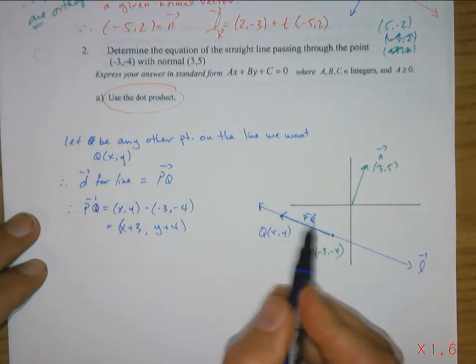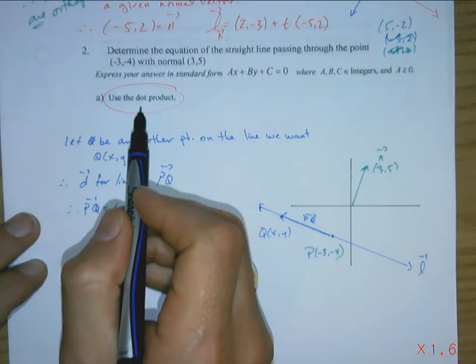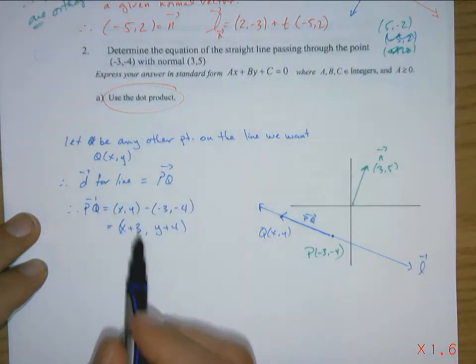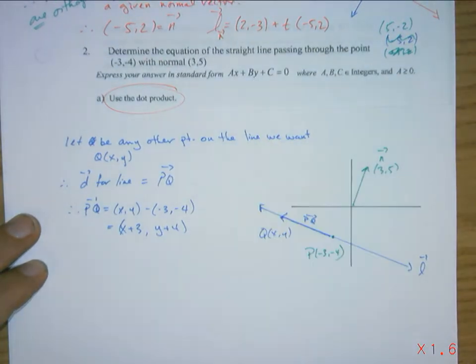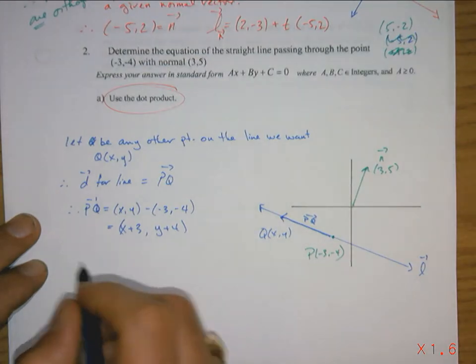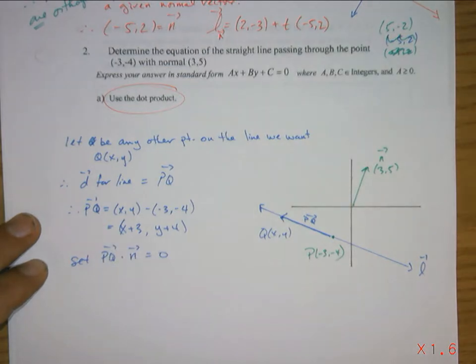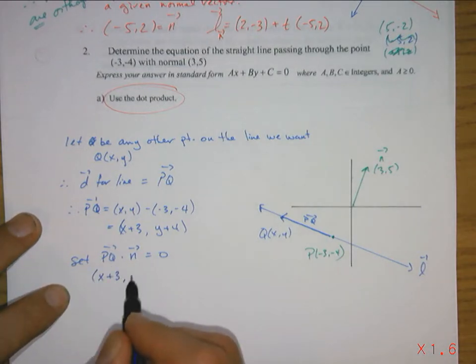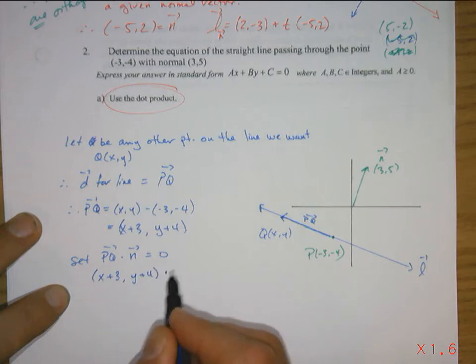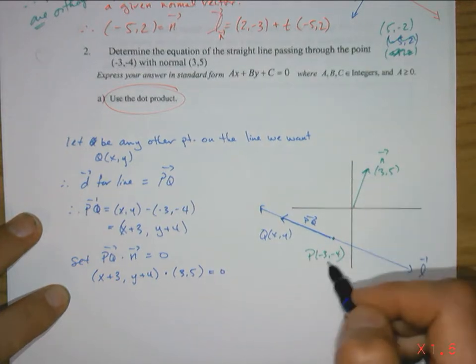Now, if that's my direction vector, and if I know that this is my normal vector, and if I've been told that I have to use the dot product to be able to determine x and y, because I want it in Ax + By + C form, then what I'm going to do is set the dot product equal to zero, because we know that's by definition of the dot product. So now you've got, make sure you're using the normal and not the point.